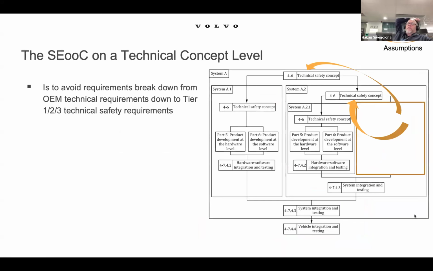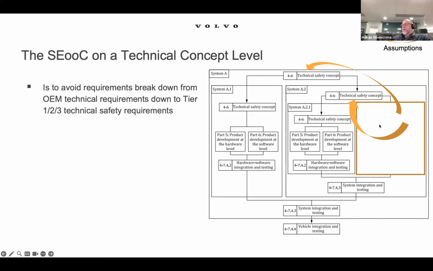So if we look at the safety element out of context on a technical concept level, this is from the standard, by the way. We have broken down, the OEM has a lot of technical safety concepts. Now let's say that this is a subsystem or a system A with 1, 2, or 3 components, or modules, or ECUs, or just software components or functions. You have distributed some requirements here, the technical safety concept, and you have distributed and already got okay. And then you say, there is something missing there.